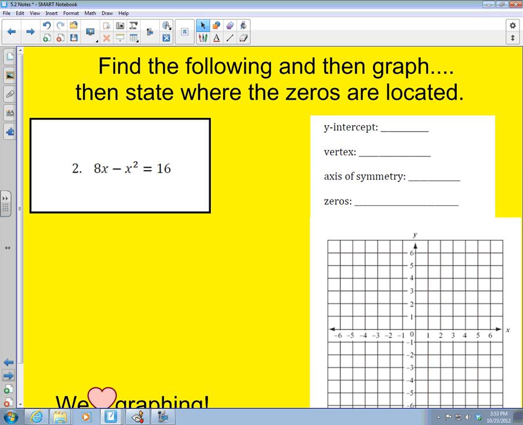We're going to do this one right here. It says find the following and then graph, then state where the zeros are located. Well, first of all, we've got to get everything equal to 0. So I'm going to subtract 16 from both sides. So putting this in order now, it is basically negative x squared plus 8x minus 16 equals 0.